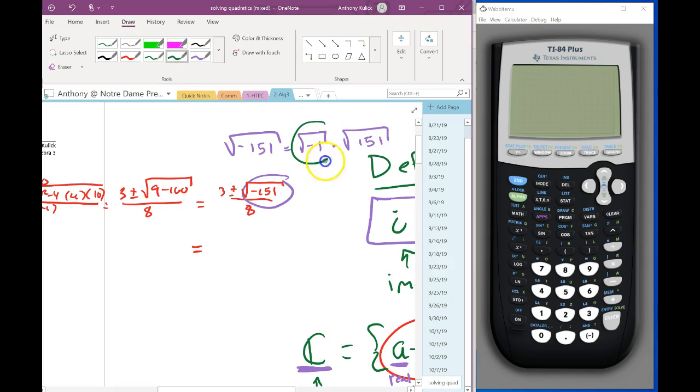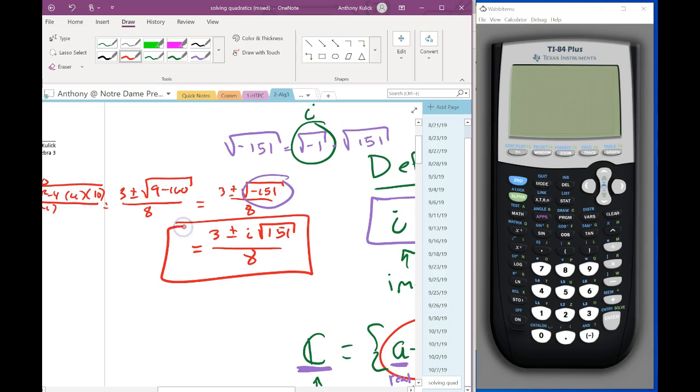And what's the square root of negative 1? That's i. So 3 plus or minus i square root 151 over 8. And that's how we'll write our answer.